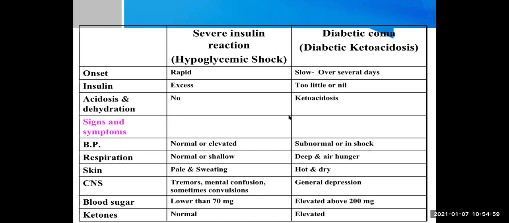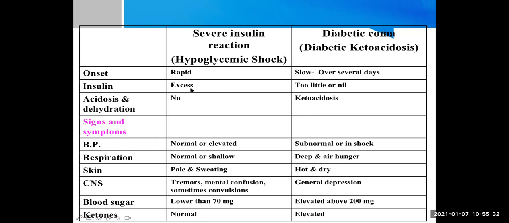When I am working in the emergency department, I don't know the patient, right? So both of them may look a bit similar because of the unconsciousness. Let's talk a little bit about how to differentiate them. The onset of a hypoglycemic shock, this shock is a misnomer here. This is not a real type of shock. This term is used for the unconsciousness condition. Onset is rapid, and in diabetic ketoacidosis, it is slow. It takes several days.